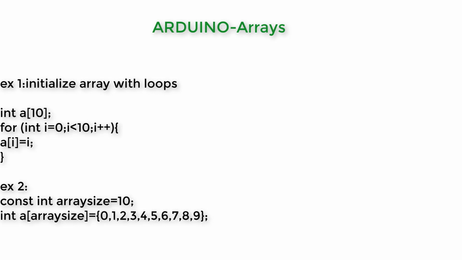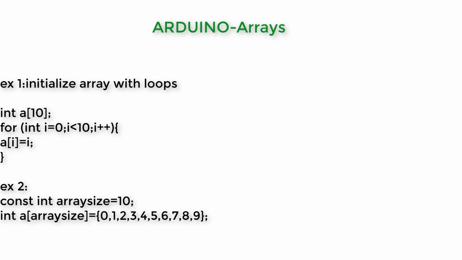So in the example 1, we have initialized the array with the use of looping statements. Here we have declared an array of size 10 and the data type as integer, and under that we have a for loop statement which is given as int i equal to 0, which is the starting point, and its limit i less than 10, and i is incremented each time it goes through the loop. And inside the body of the loop we have a[i] equal to i. Here the value of the looping variable is put into the appropriate position in the array, or the index in the array.